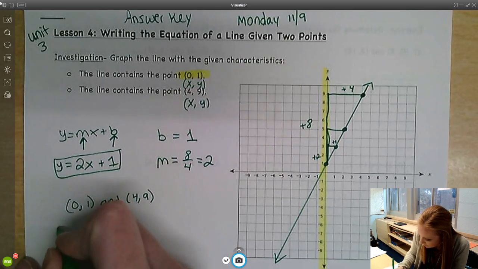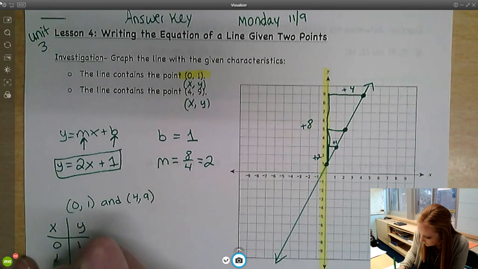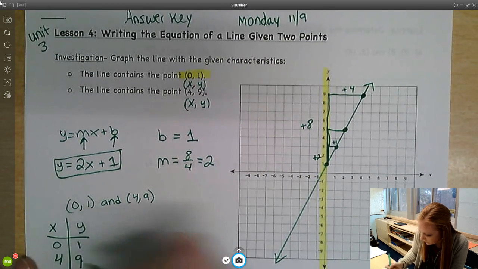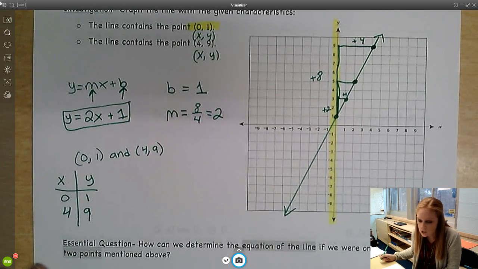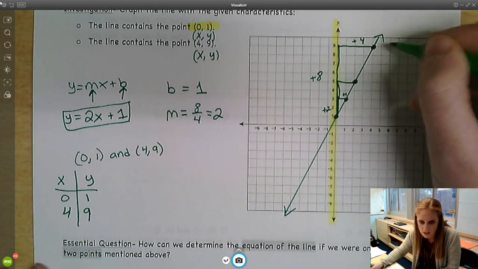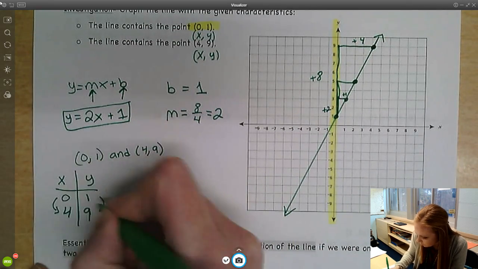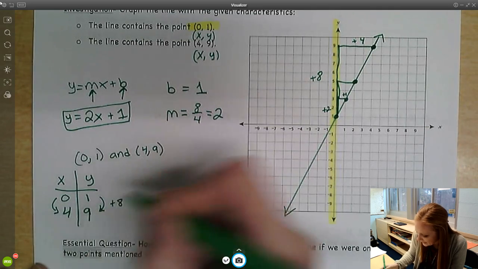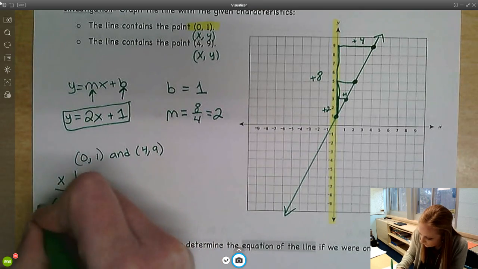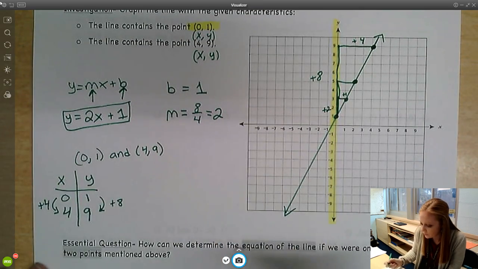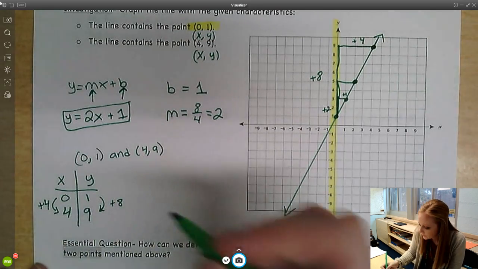So you can make a table. Put your points in, 0, 1, and 4, 9. We're finding slope. Slope is change in y over change in x. Change in y over change in x. Same thing as rise over run. How do you get from 1 to 9? 1 plus 8 is 9. If you didn't know that, do 9 minus 1 and you'd get 8. How do you get from 0 to 4? 0 plus 4 is 4. Backwards. 4 minus the one before it. 4 minus 0 is 4.